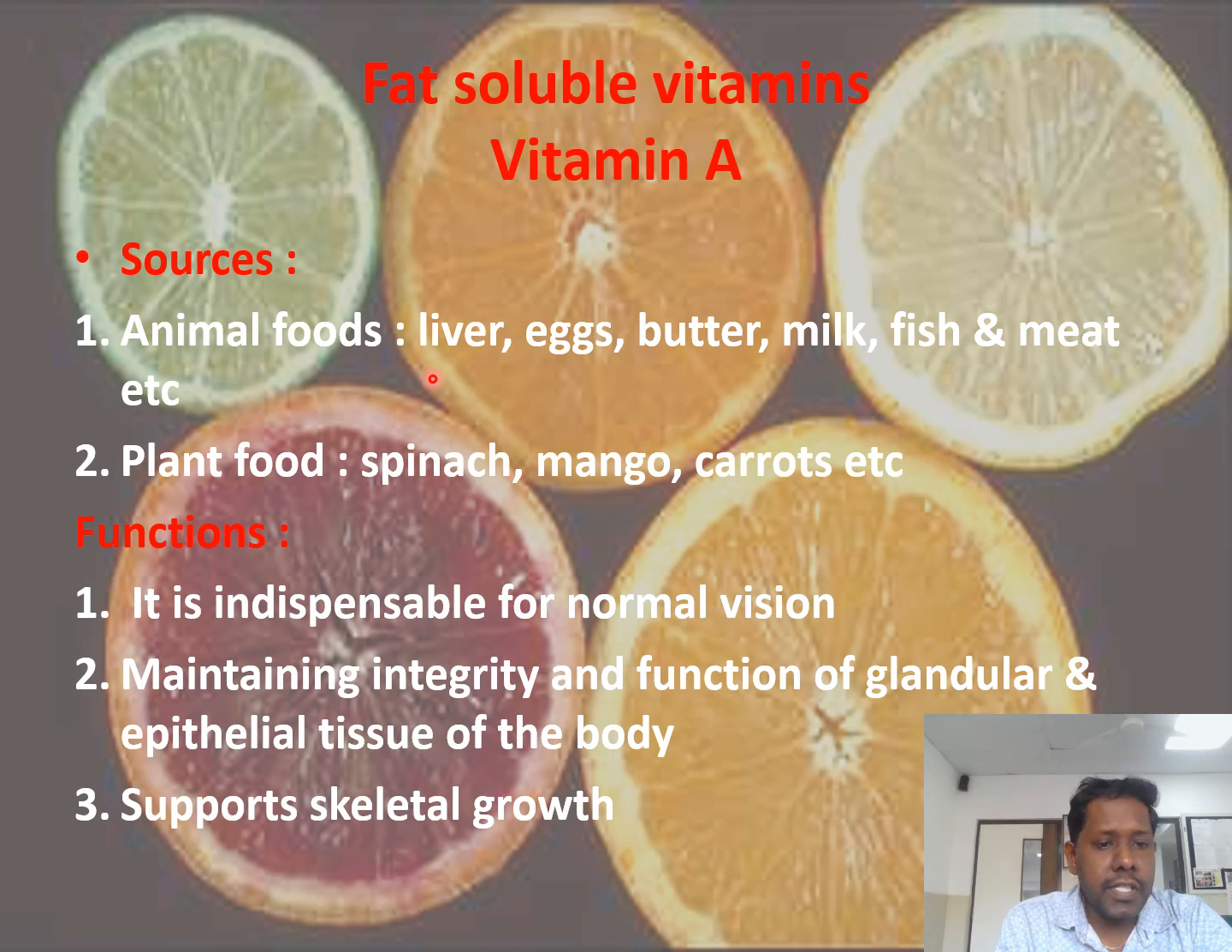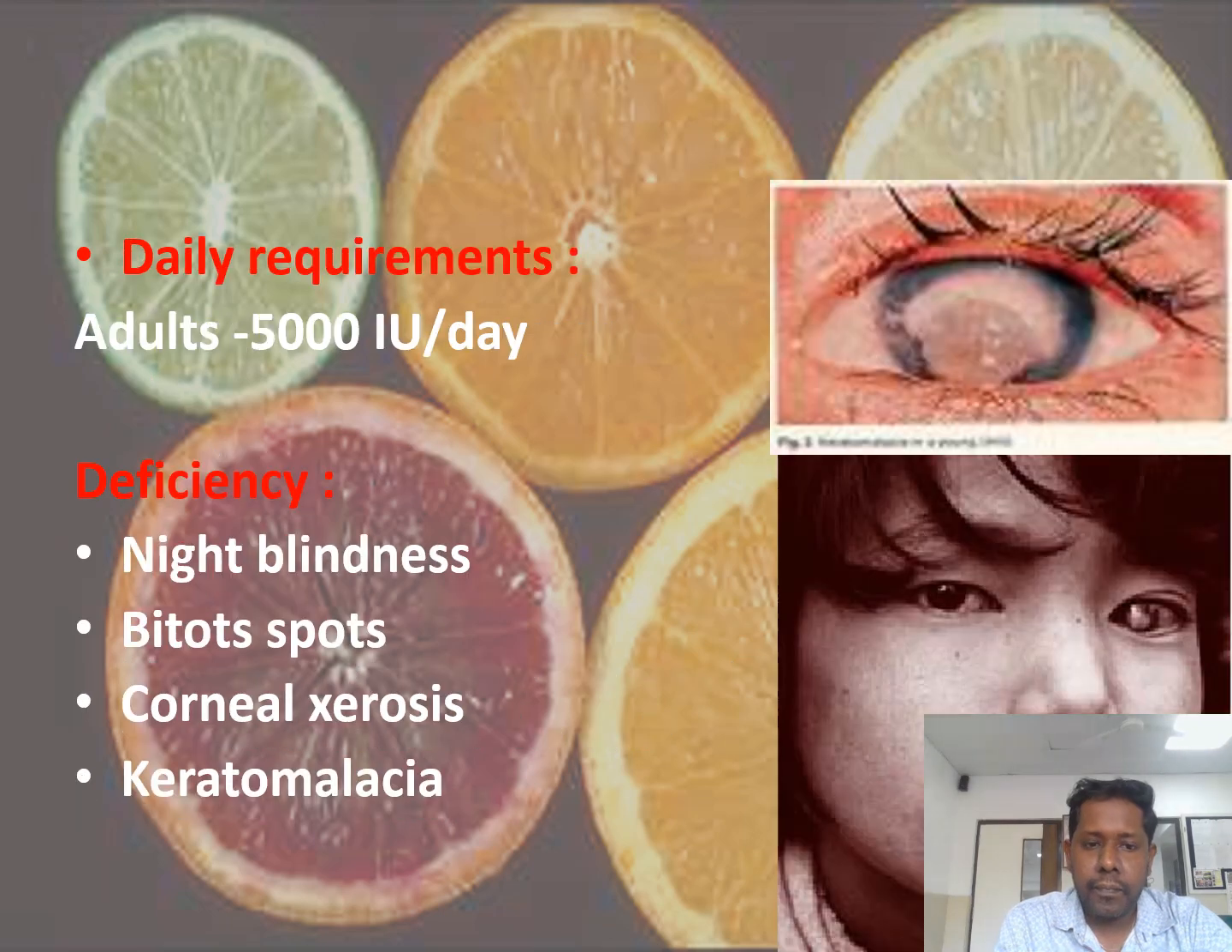And the major functions include that it is important for normal vision. Also, it maintains the integrity and function of the glandular and the epithelial tissue of the body. It is also helpful in the support of skeletal growth. So this is the requirement: for adults, it is usually 5000 international units per day.